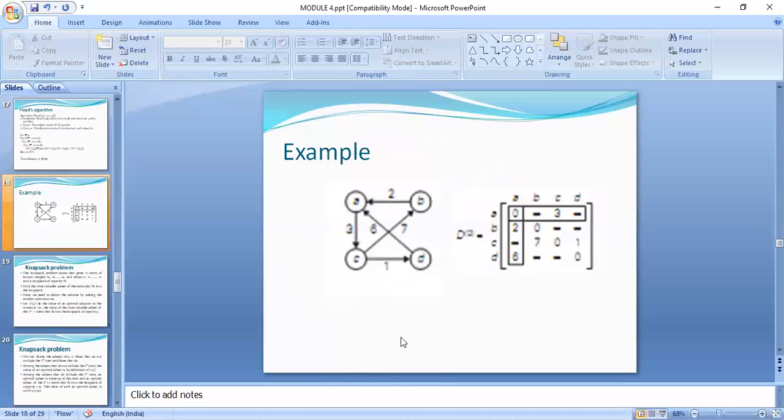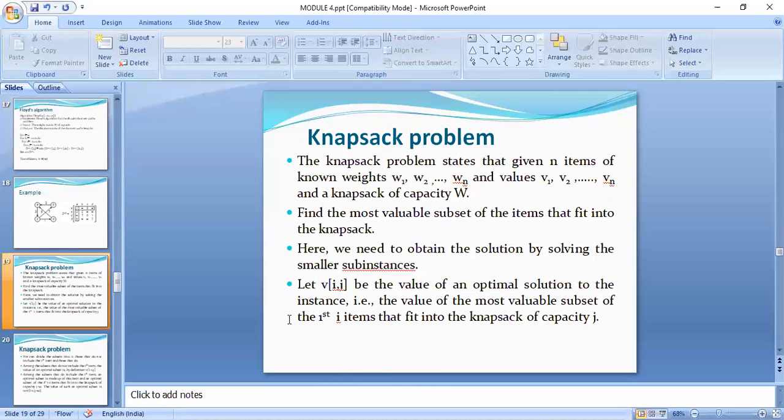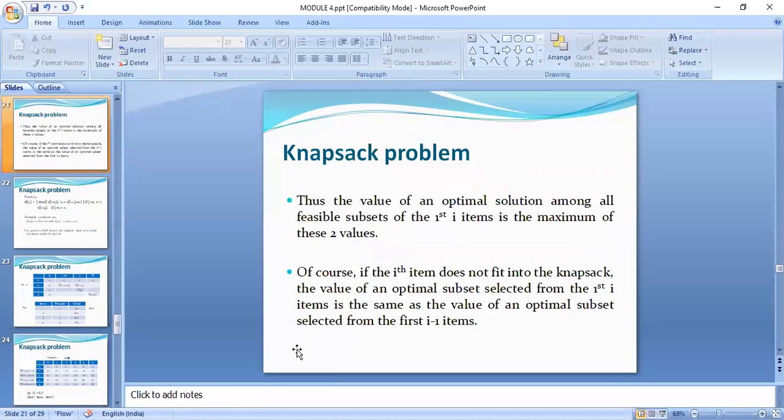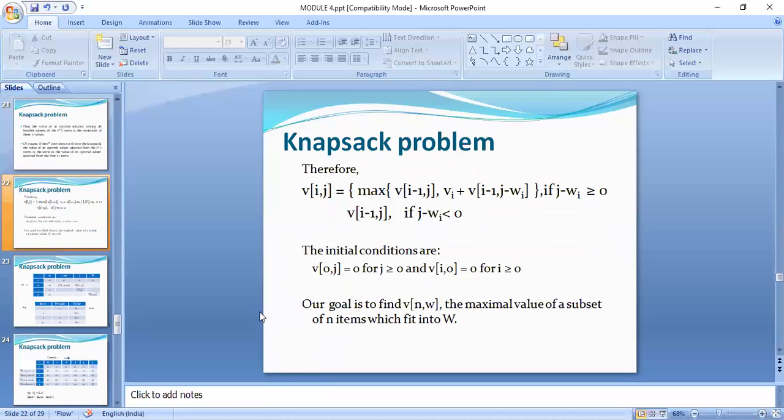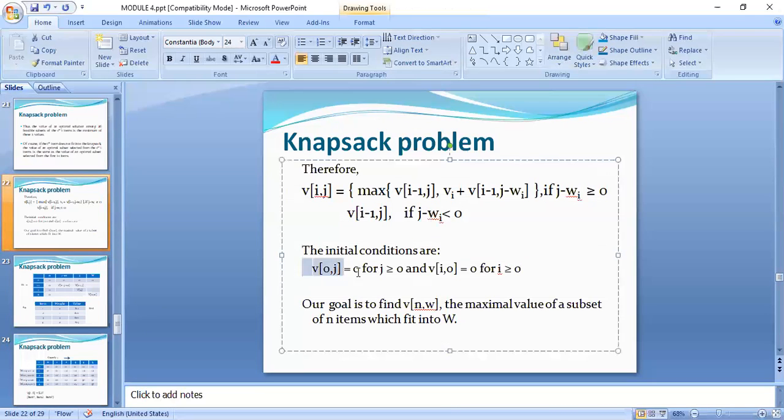Next we will move on to the knapsack problem. In knapsack, you will be given n items. You have to find the maximum profit, so you are using a maximum formula, and you know the initial value for the recurrence.